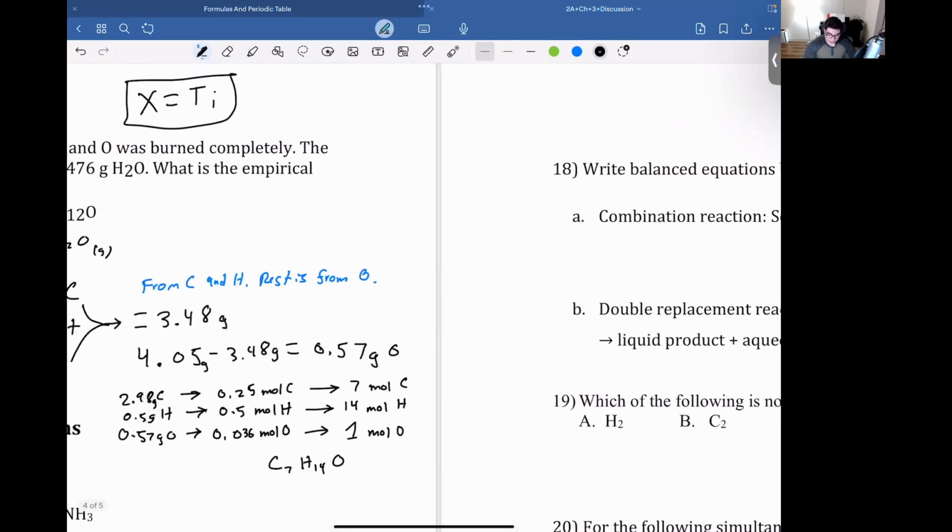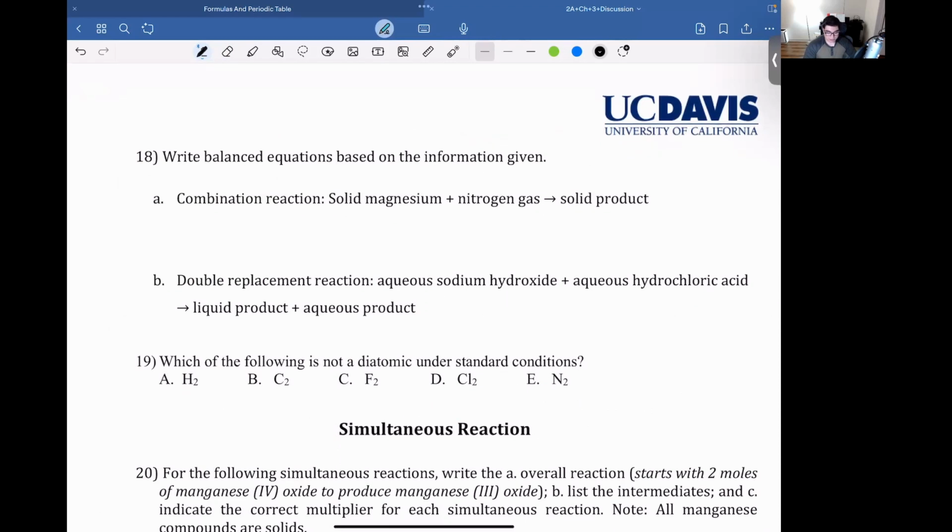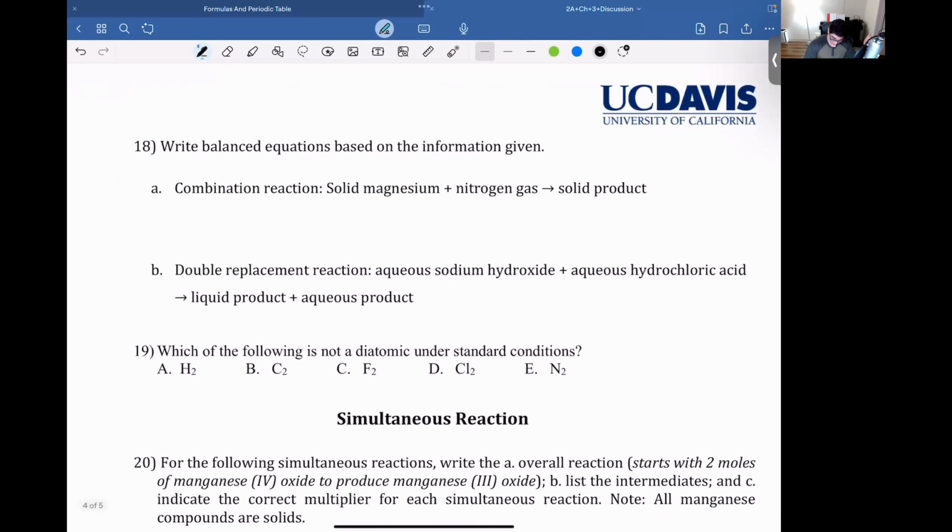Moving on to the next one, we have 18, write balanced equations based on the information given. We have a combination reaction, solid magnesium, nitrogen gas, and a solid product. Oh, okay. So they just want you to write it. So you have magnesium plus nitrogen. Nitrogen is a diatomic gas. That's something you're going to want to memorize. And that gives you some solid product. I assume it would be something with magnesium and nitrogen, right?